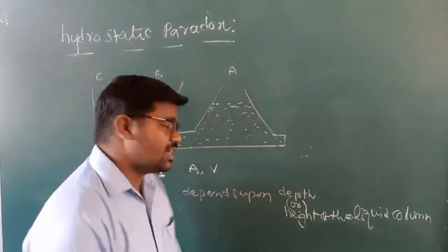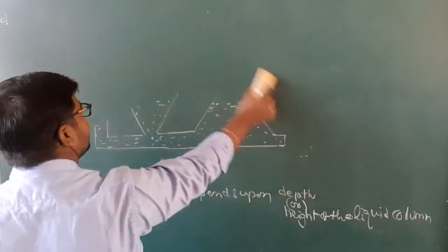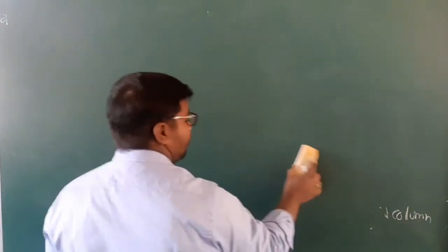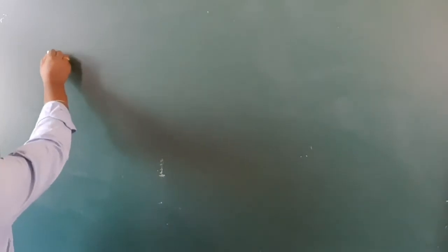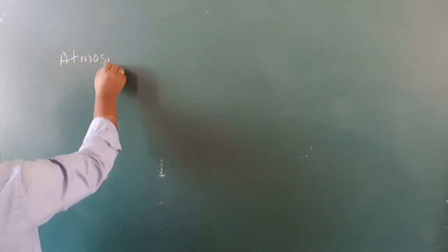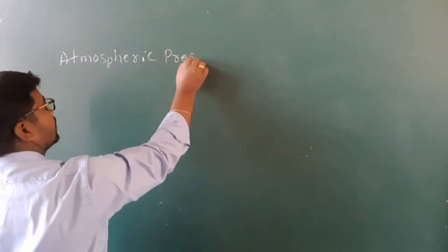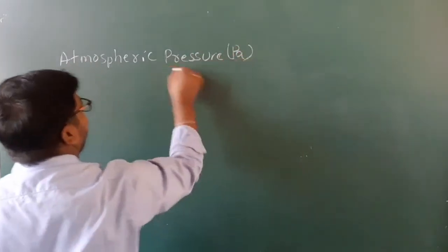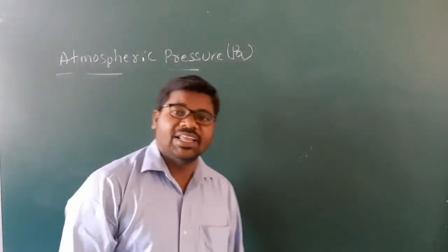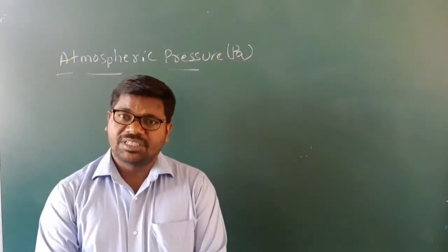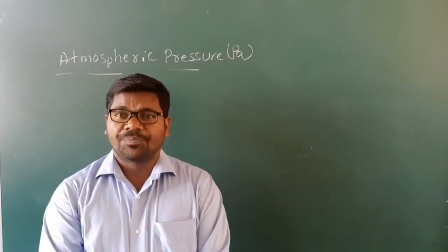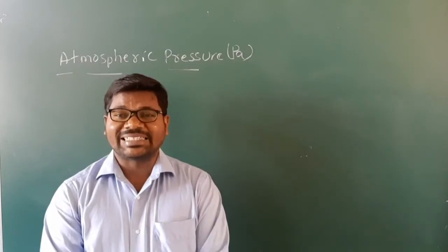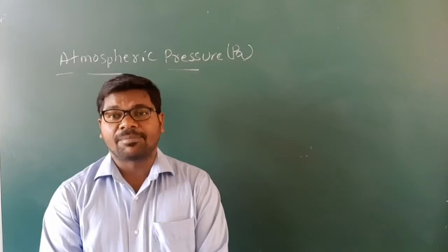Coming to atmospheric pressure. We know that our earth is surrounded by some gases. Our earth is enveloped by gases on the outer surface of the earth. Atmospheric pressure is denoted P suffix A. We know that our earth is surrounded by fluids, means gases, and fluid pressure is there. The pressure exerted by the atmosphere on the earth is called atmospheric pressure.